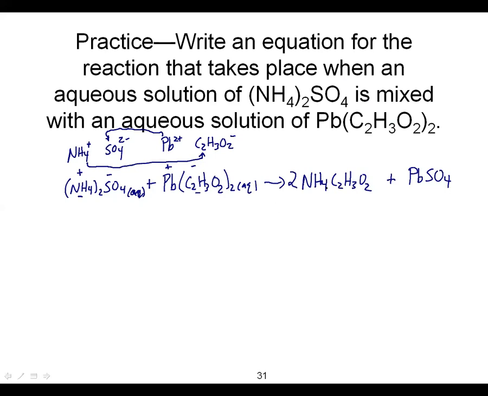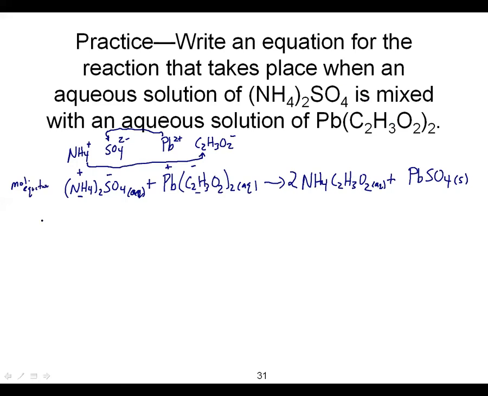In terms of solubility, this is going to be soluble. Again, here we have ammonium, which is soluble. We also have acetate, which is soluble. Lead sulfate. Sulfate is actually going to be insoluble in this case based on the solubility rules. So again, this would be our molecular equation.